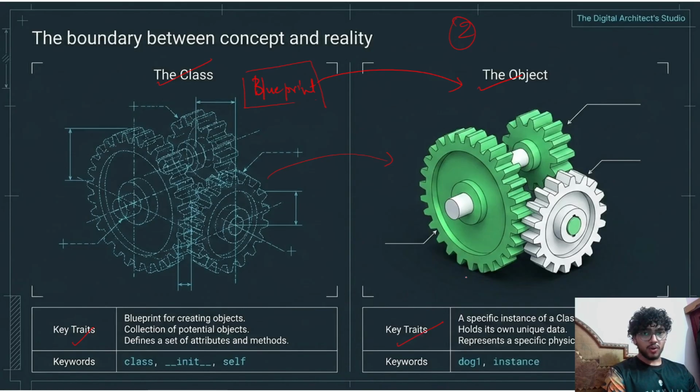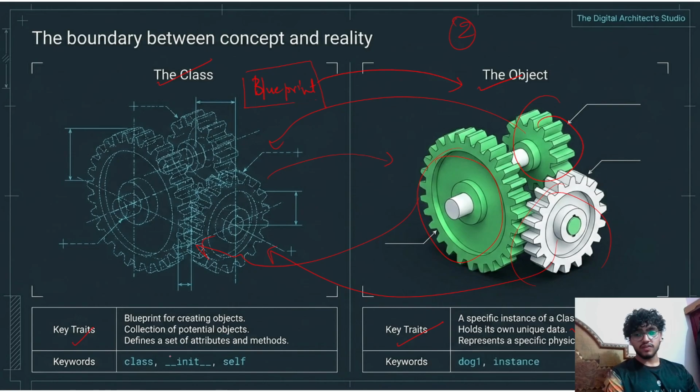Key traits of objects: an object is a specific instance of a class. Suppose this is an object, this is one instance of this class. Suppose this is another object, another instance of this class. It's not the entire class, just a part of it. It holds its unique data and represents a specific physical implementation.